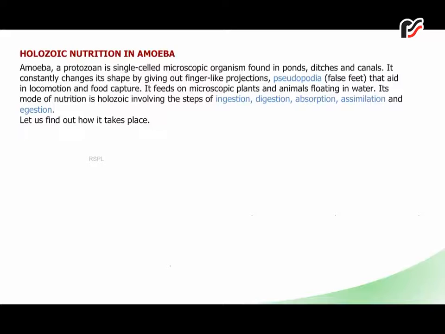Holozoic nutrition in amoeba. Amoeba, a protozoan, is single-celled microscopic organism found in ponds, ditches, and canals. It constantly changes its shape by giving out finger-like projections, pseudopodia, false feet that aid in locomotion and food capture. It feeds on microscopic plants and animals floating in water. Its mode of nutrition is holozoic, involving the steps of ingestion, digestion, absorption, assimilation, and egestion. Let us find out how it takes place.